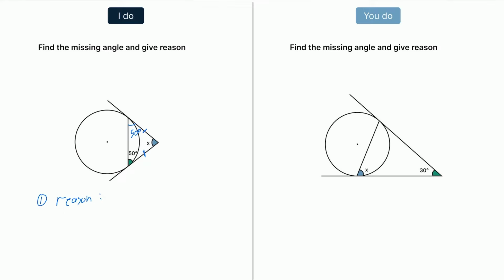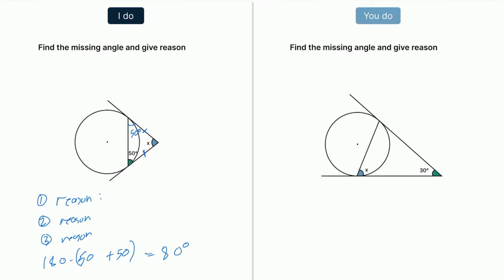So that would be reason 1. You could also put reason 2. Base angles in an isosceles triangle are the same, and your reason 3 could be angles inside a triangle add up to 180. So if you do 50 plus 50, take that away from 180, and that gives you 80 degrees for x. So again, hopefully you've pressed pause and had a go at the example on the right.